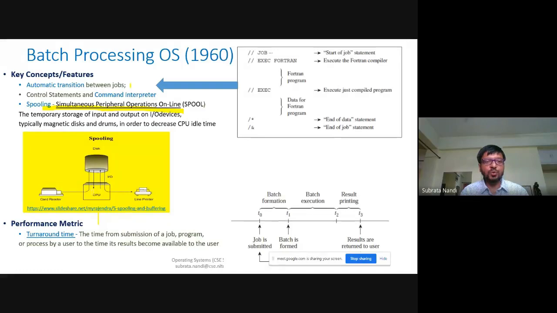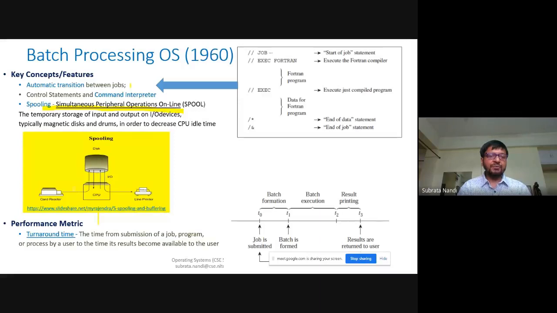So the thing is, when the CPU was executing, say, the fifth process, which is currently in the disk and is loaded in the RAM, during that time, probably the output of the fourth process is being printed in the line printer. I mean, not the CPU, but some low-end processing unit which takes care of providing the output in the printer corresponding to the fourth process. At the same time, simultaneously, the program of the sixth process is getting loaded from the card reader to the disk.